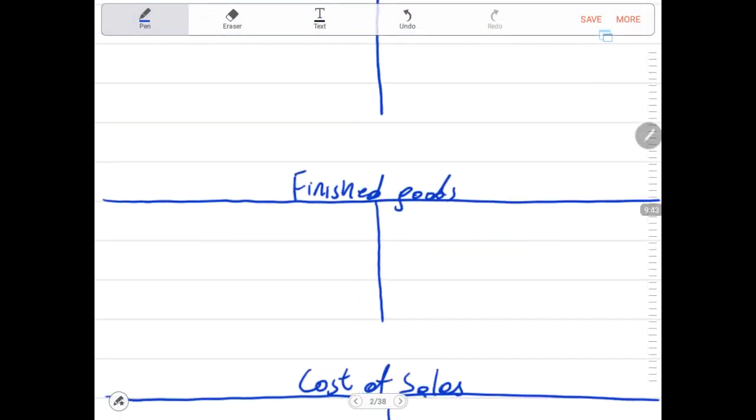So we go to finished goods on the debit side. Remember, finished goods is inventory, and that is 95,400. Remember, inventory is an asset, and assets increase on the debit side. That is financial accounting 1. Then we have balance brought down.